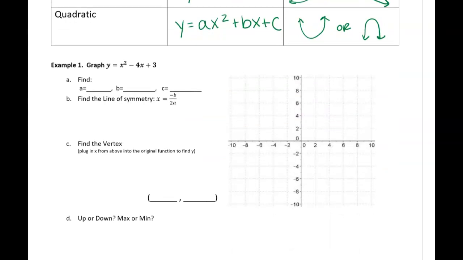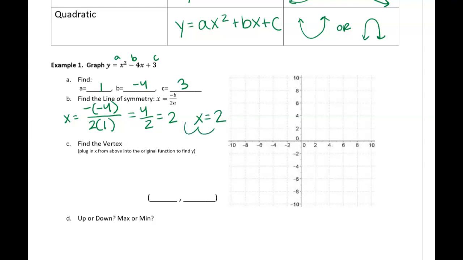So if we look at y equals x squared minus 4x plus 3, a equals 1, since there's no coefficient in front of the x squared. B is negative 4, and our c is 3. Our line of symmetry is x equals negative b over 2a. So x equals negative negative 4 over 2 times 1. That's a positive 4 over 2, which is 2. So our line of symmetry is x equals 2.